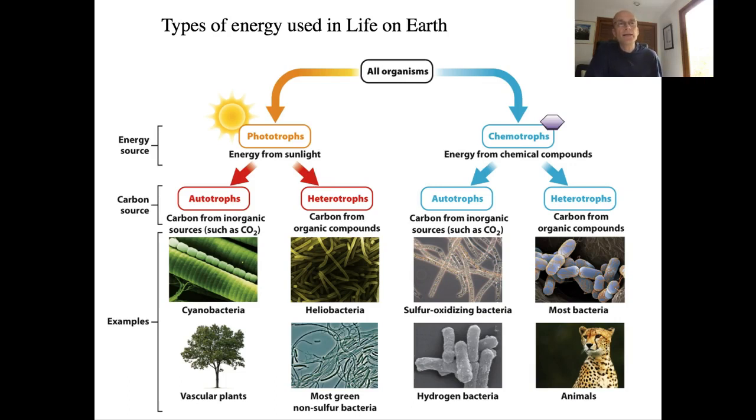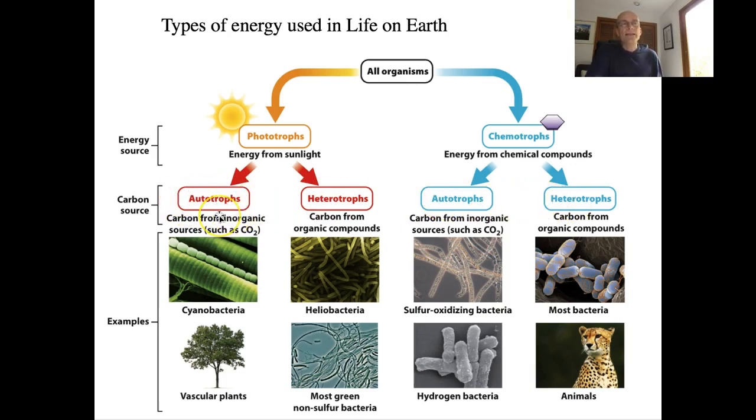So your book has a nice overview of terms. Basically what this figure shows is that you can classify organisms in a variety of ways depending on how they get their energy. There are the phototrophs, those that get their energy from the sunlight. And then there are the chemotrophs that get it from a chemical compound. And then there are heterotrophs and autotrophs. So you have autotrophs and heterotrophs here that are also phototrophs, and then chemoautotrophs and heterotrophs.